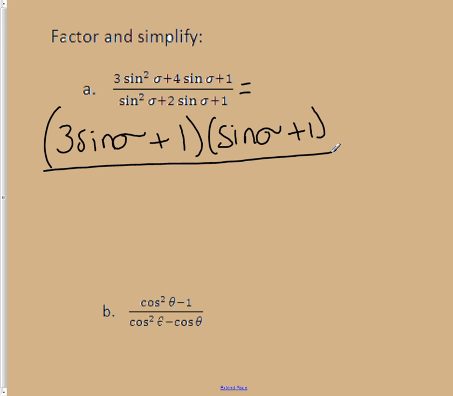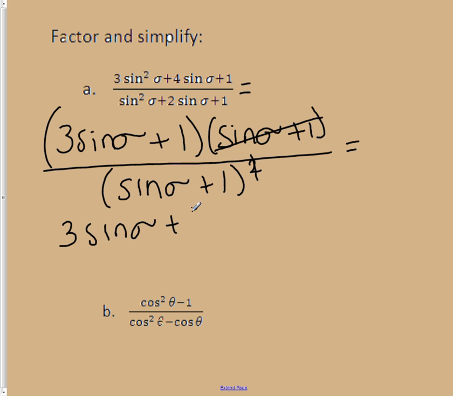So the denominator is a perfect square trinomial. It's something squared plus 2 times that something plus 1. So this is going to factor into sine sigma plus 1 quantity squared, which means that this sine sigma plus 1 will cancel with one of these, and I am left with 3 sine sigma plus 1, and then sine sigma plus 1. You think, yay, I get to cancel some more, and the answer is no.